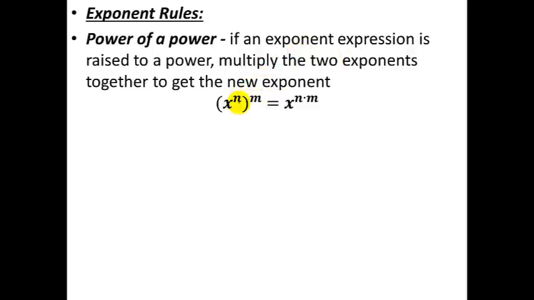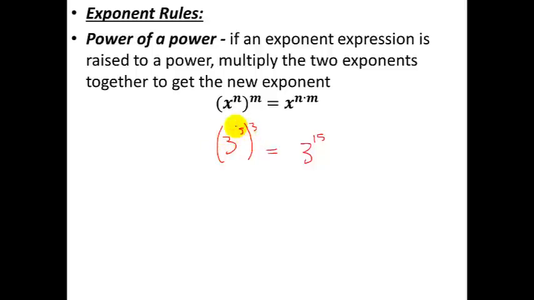So x to the n, already an exponential expression, raised to an even higher power, to the m power, you multiply those two together. So for example, 3 to the 5th to the 3rd equals 3 to the 15th. And it doesn't matter if the base is a number or a variable, the exponent rules apply the same no matter what. Okay, the reason, again, why this makes sense is you can just go back to that definition.